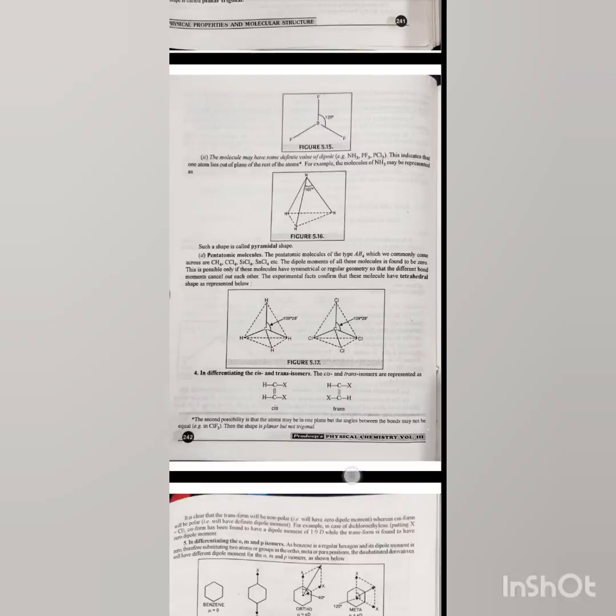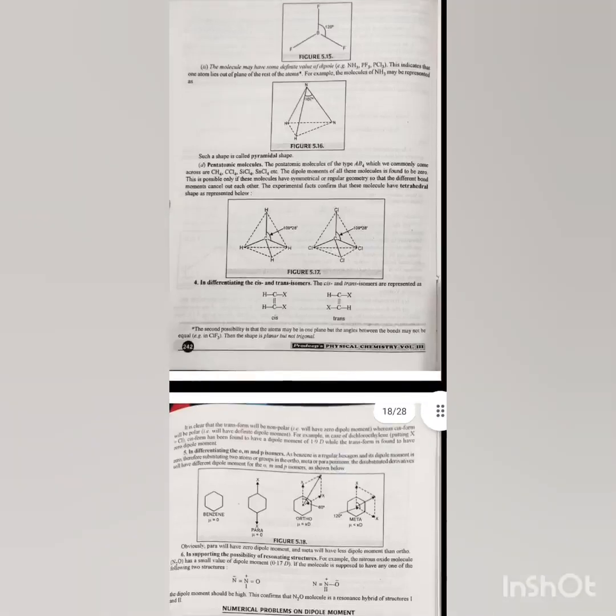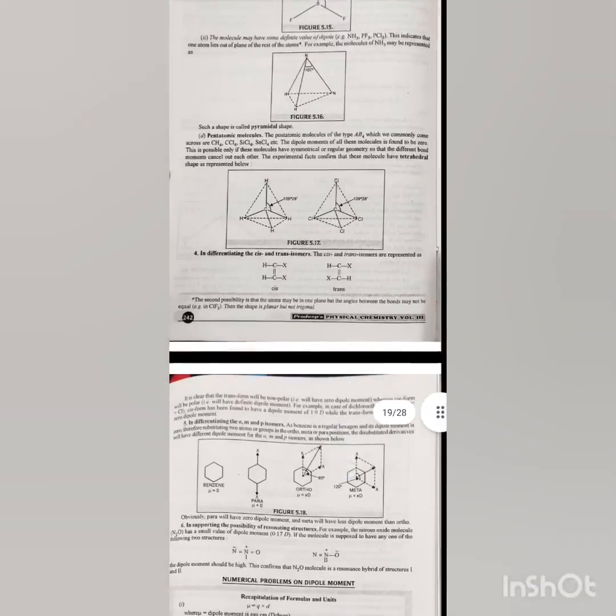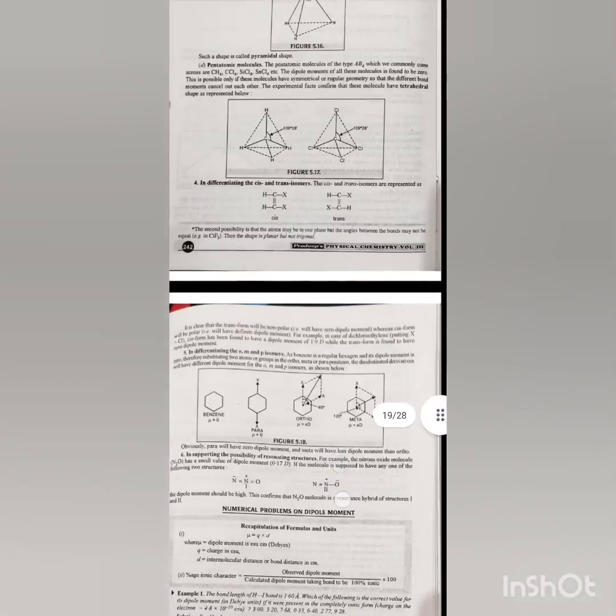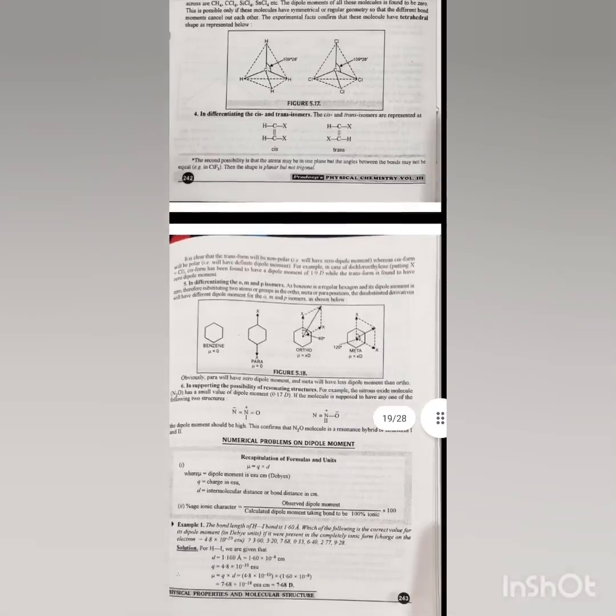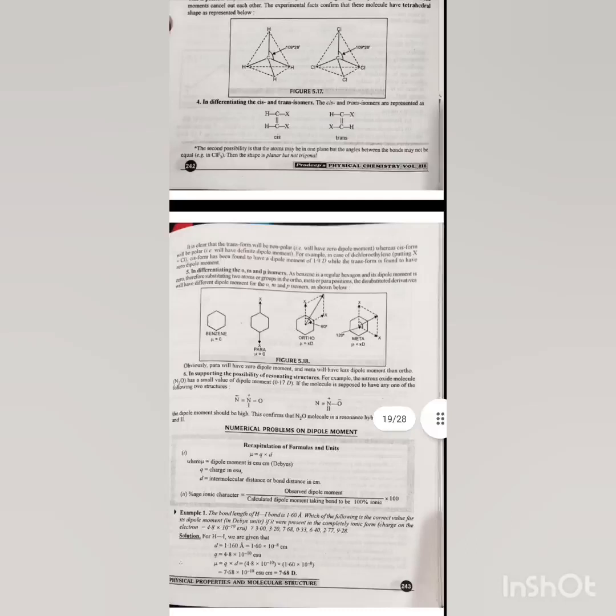Fourth, in differentiating the cis and trans isomers. The cis and trans isomers can be represented as shown in the figure. It is clear that the trans form will be non-polar, that is will have zero dipole moment, whereas the cis form will be polar, that is will have a definite dipole moment. For example, in case of dichloroethylene, putting X equal to Cl, the cis form has been found to have a dipole moment of 1.9 D, while the trans form is found to have a zero dipole moment.